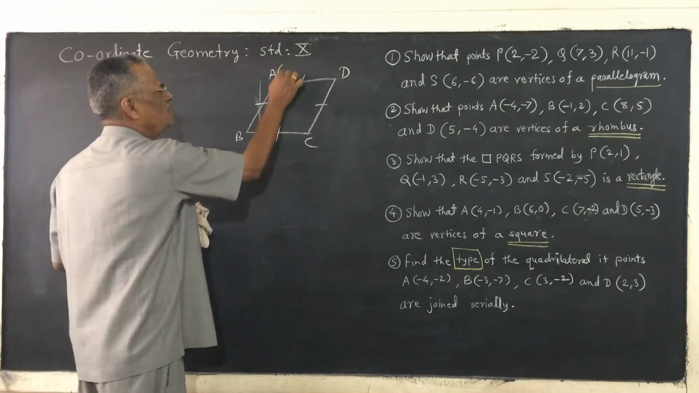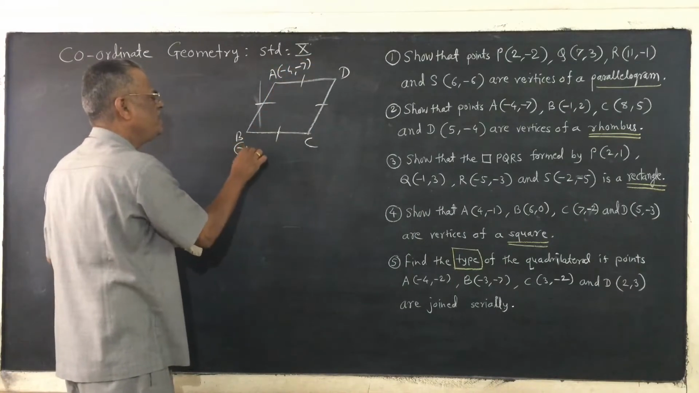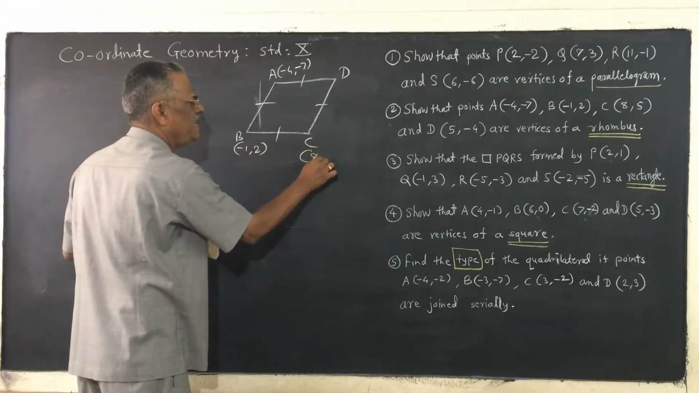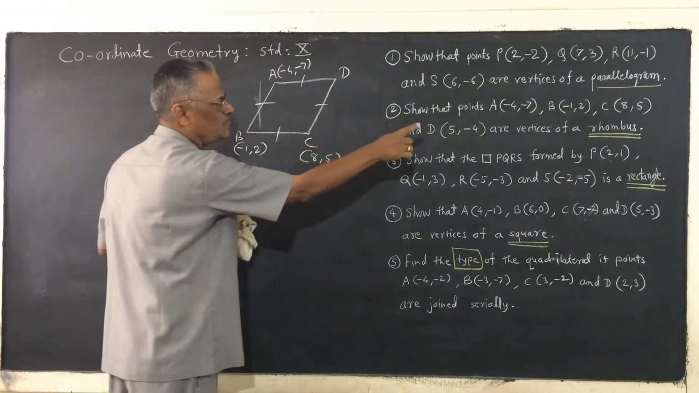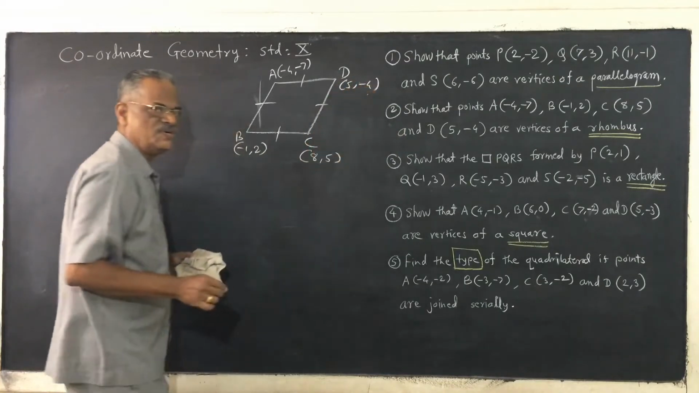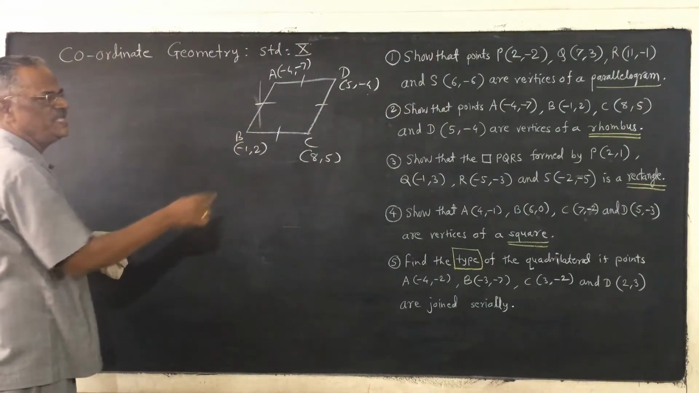What are the coordinates of A? -4, -7. Coordinates of B? -1, 2. Coordinates of C? 8, 5. Coordinates of D? 5, -4. So immediately start finding the length of each segment.